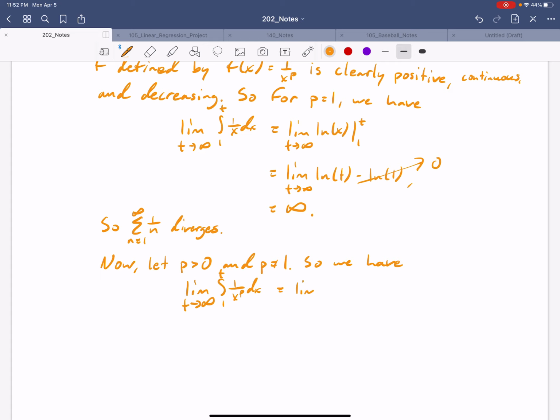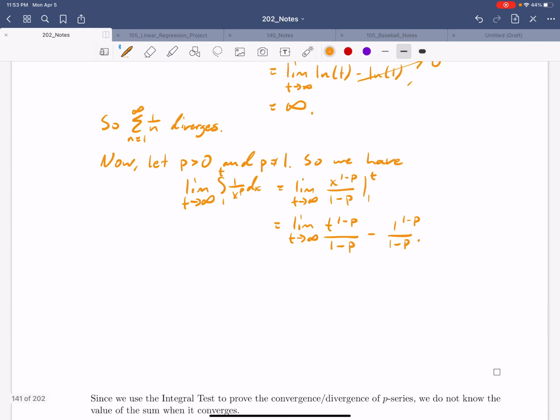So this is going to wind up being, I'm not going to write that just for space constraints, but we're going to wind up having x to the 1 minus p divided by 1 minus p. Right, again, 1 over x to the p is the same as x to the negative p. We plug stuff in. Let's see what happens. We get t to the 1 minus p, minus 1 to the 1 minus p, over 1 minus p. All right, now let's think about what happens here.